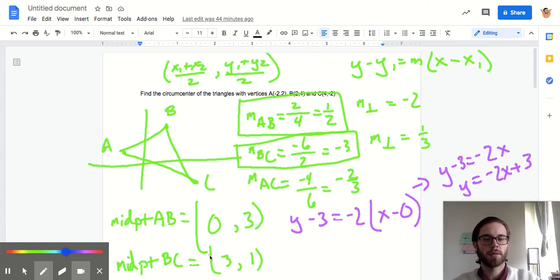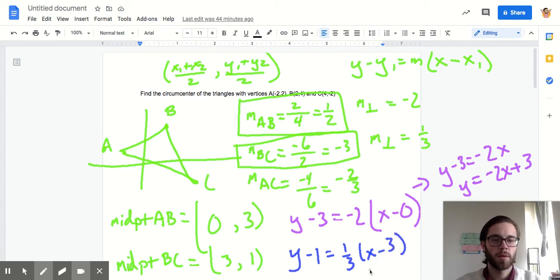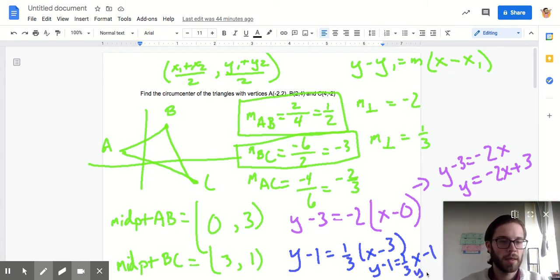My other one, I have this point, I have this slope. y minus 1 equals 1/3 times x minus 3. So y minus 1 equals 1/3 x minus 1. So ultimately there, I'm going to get y equals 1/3 x. All right, so now I have two lines. I have y equals 1/3 x and y equals negative 2x plus 3.